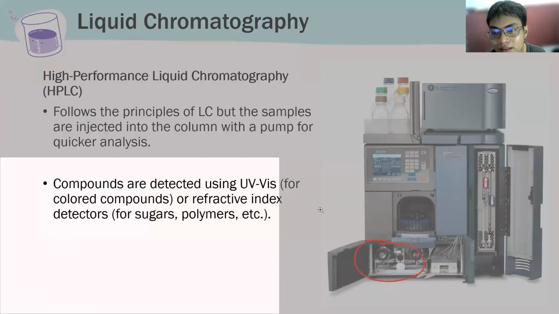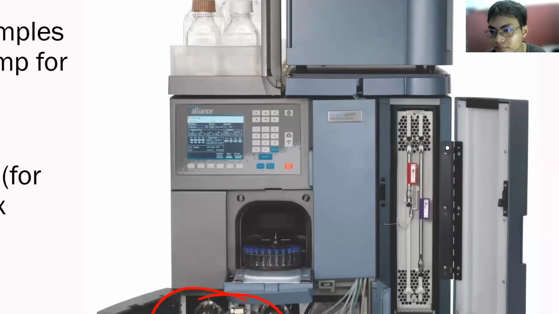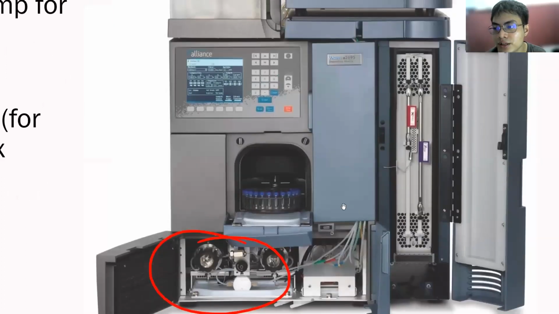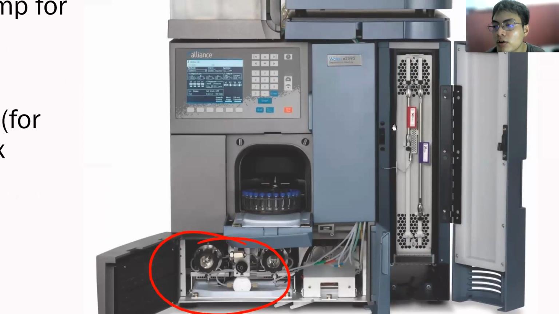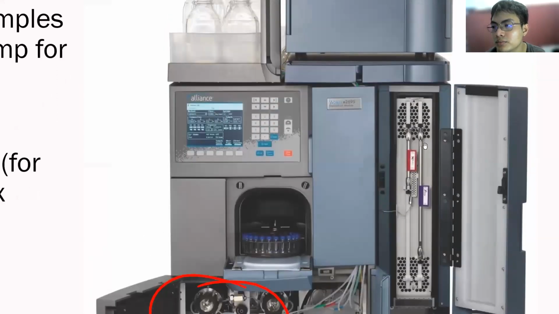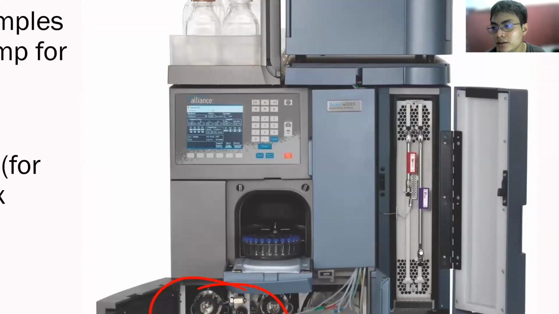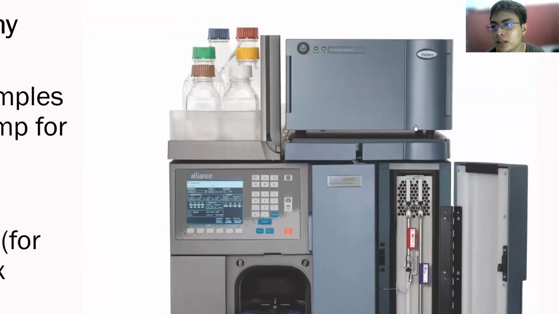So, in HPLC, yan siya. So, you have your pump here. These are your sample carousel. This is the column now. No? So, yung column, ito yung C18. Usually, mahaba yan. And then, as the compound passes through the C18, lalabas yan dito, it will be detected by a detector.